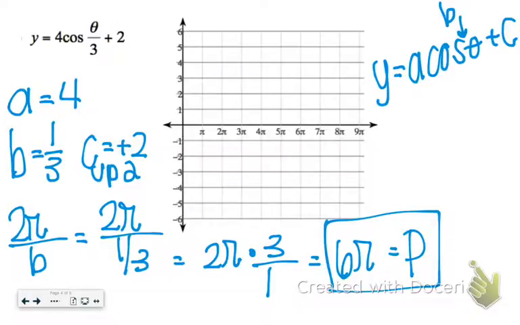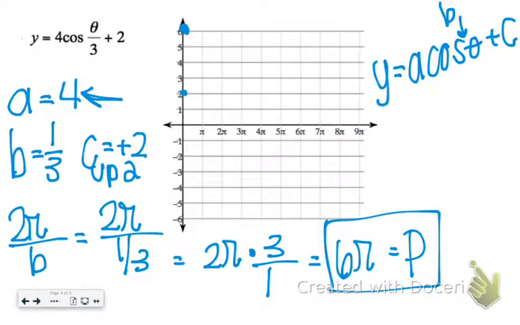So I'm always going to look at my C value first. So my C tells me that I'm going to go up 2. But remember, we always start at our high point on the cosine graph. So I'm going to go up 2, but then I'm going to go up whatever my amplitude was from there. So from there, I'm going to go up 4. So I'm going to go 1, 2, 3, 4. That is going to be my starting point.